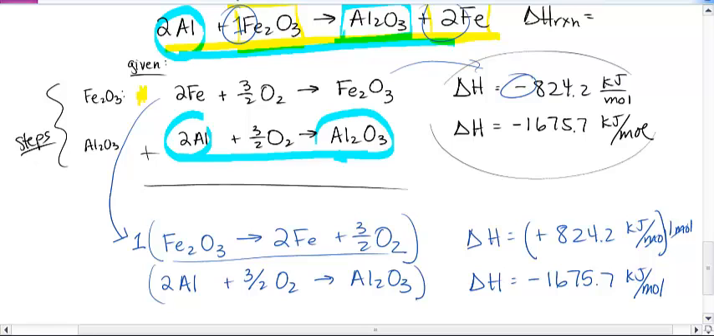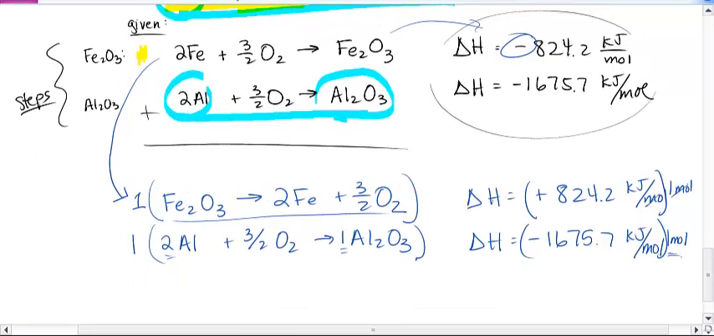And I need 2 of these, not 4 or 6 or anything like that, and I need 1 of these, so it's good. I only need 1 of those, so I'm going to multiply this by 1 mole. If I needed to double it to help it match the equation, I would have multiplied it by 2 and multiplied it by 2 moles.